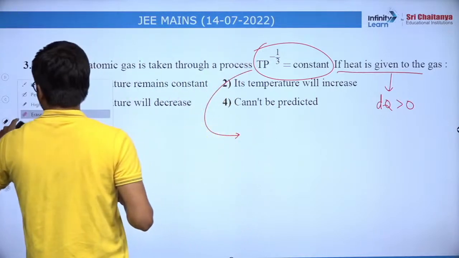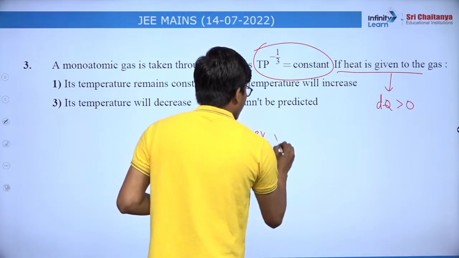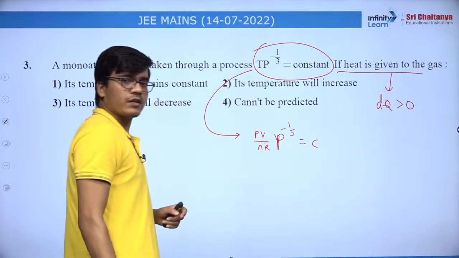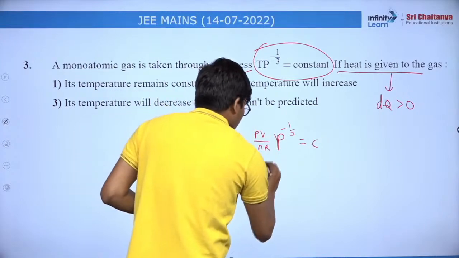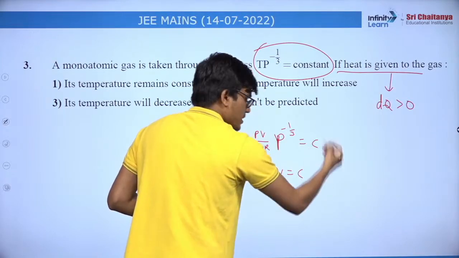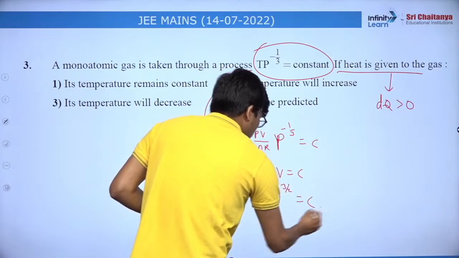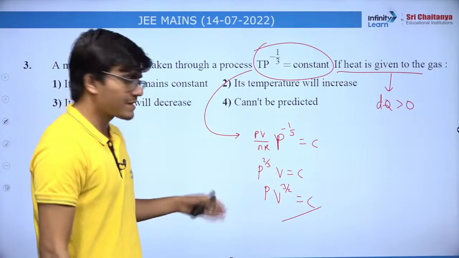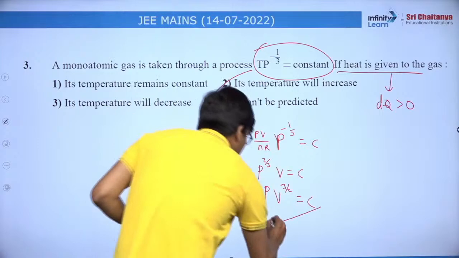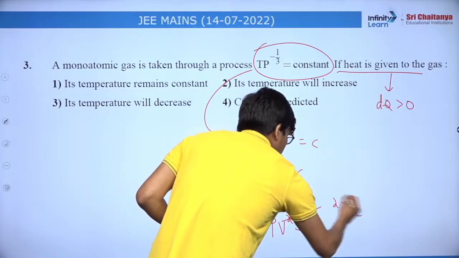So I can write T by the ideal gas equation, that PV upon nR into P to the power minus 1 by 3 is equal to constant, right? Everything is constant, so P to the power 2 by 3, V is constant, and this constant value will change, but I am writing only C, okay? So PV to the power 3/2 equals constant. This seems like the equation of a polytropic process, where if you compare with the general equation, you will get the value of x as 3 by 2, right?